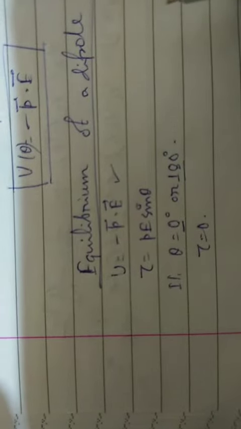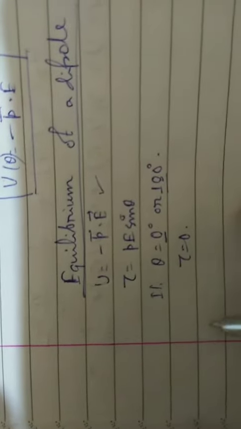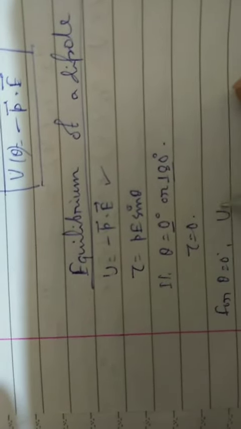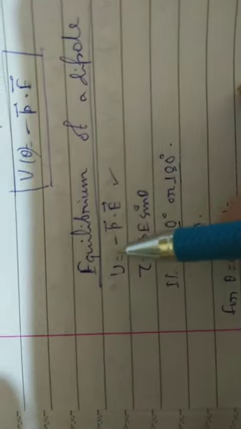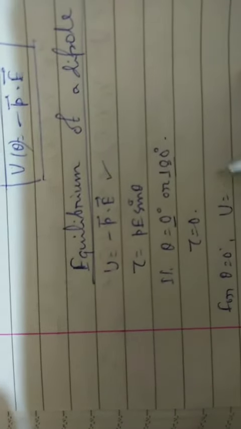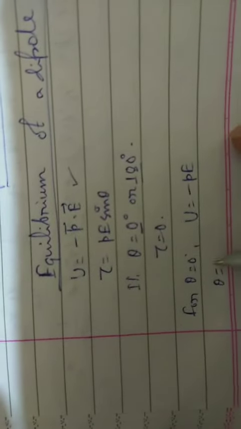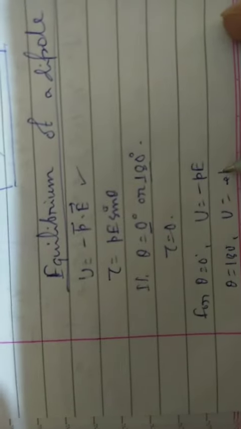Now if you see, for theta equals 0, the energy is minus PE cos theta, so cos 0 is 1, the energy is minus PE, so negative. For theta equals 180 degrees, U is plus PE. So both of them are equilibrium positions, but this one is stable, so stable equilibrium, and this is unstable. Now what does it mean by stable?